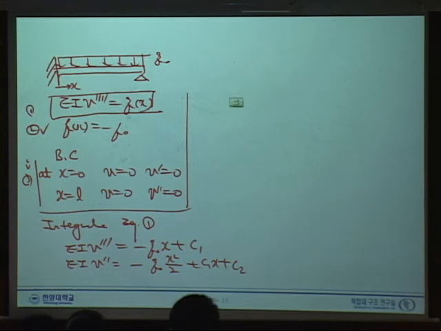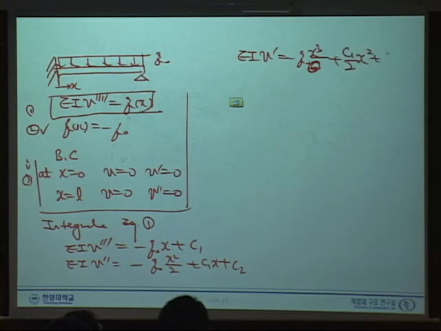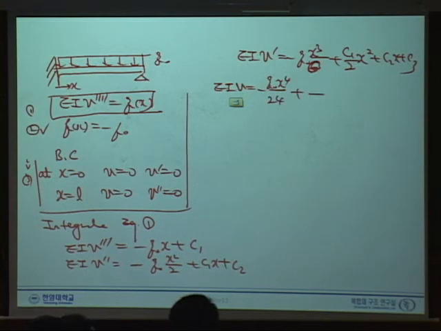Now, what's the third? One more time: EI v prime equals minus Q0 over 6 times x cubed plus C1 x squared over 2 plus C2 x plus C3. Right? Okay. Now, integrate one more time: EI v equals minus Q0 x to the fourth over 24 plus C1 x cubed over 6 plus C2 x squared over 2 plus C3 x plus C4.